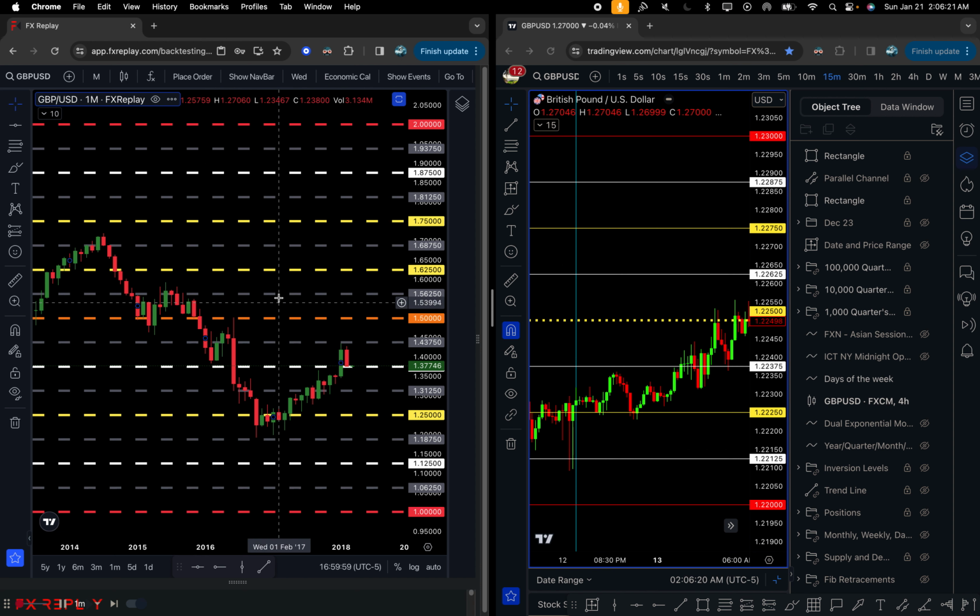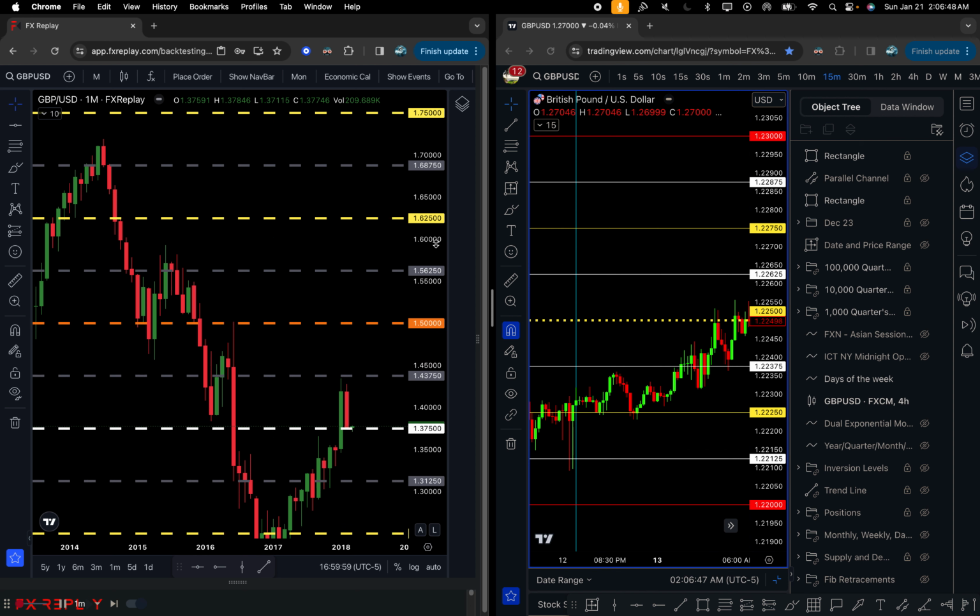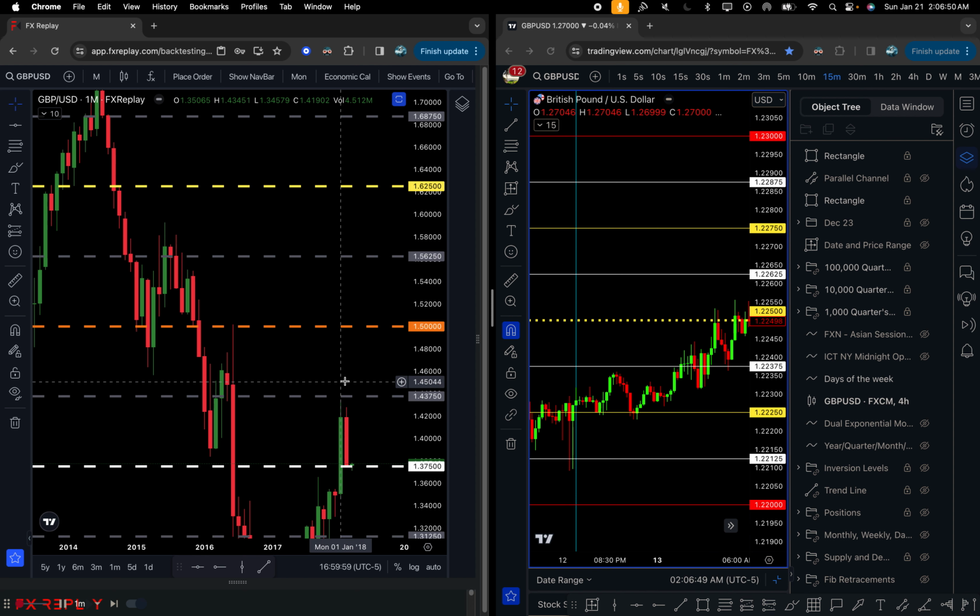Now these gray levels, I do not draw those on the 1,000. You might draw them on the 10,000 quarter series levels, but definitely, I recommend using them on the 100,000 levels.